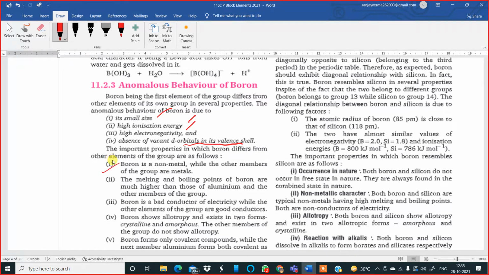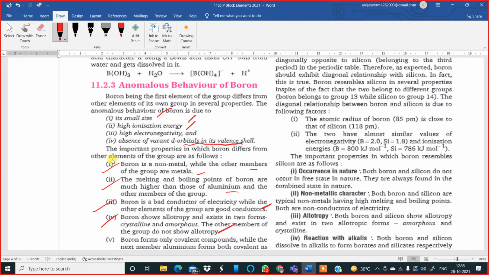Boron is a non-metal, while the other members are metals. The melting and boiling points of boron are much higher than those of aluminum. Boron is a bad conductor of current, while the other elements of the group are good conductors. Boron shows allotropy and exists in two forms, crystalline and amorphous. The other members do not show allotropy.